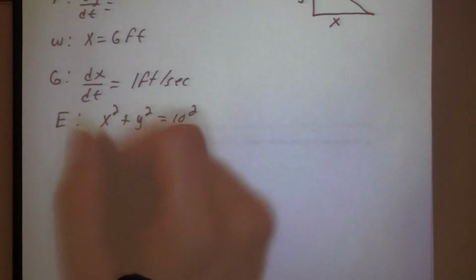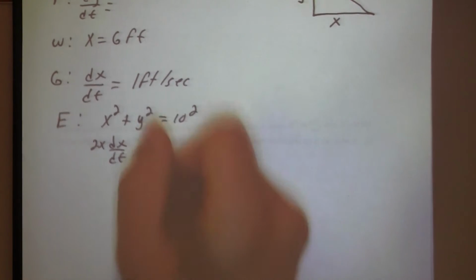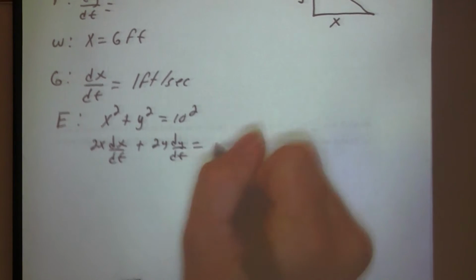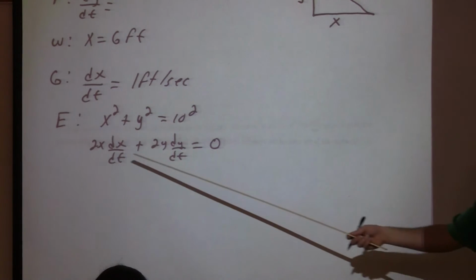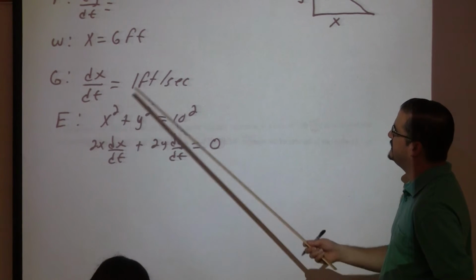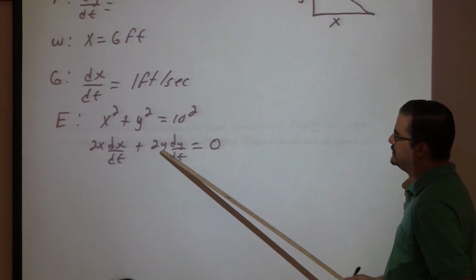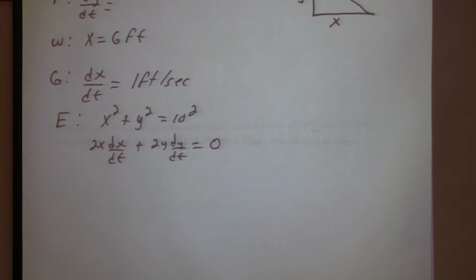Get the derivative. Quick, quick, quick! 2x dx/dt plus 2y dy/dt equals? Do I have everything that I need? Do I know x? 6. Do I know dx/dt? 1. Do I know y? Uh-oh. I don't know y, and I don't know dy/dt, but that's what I'm looking for. So can we find y?